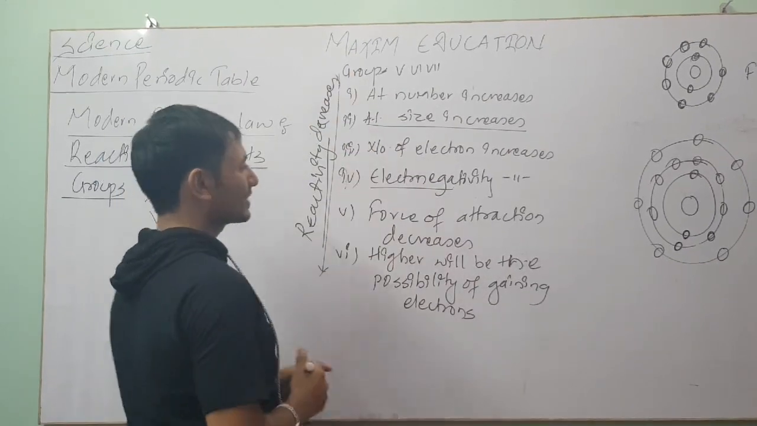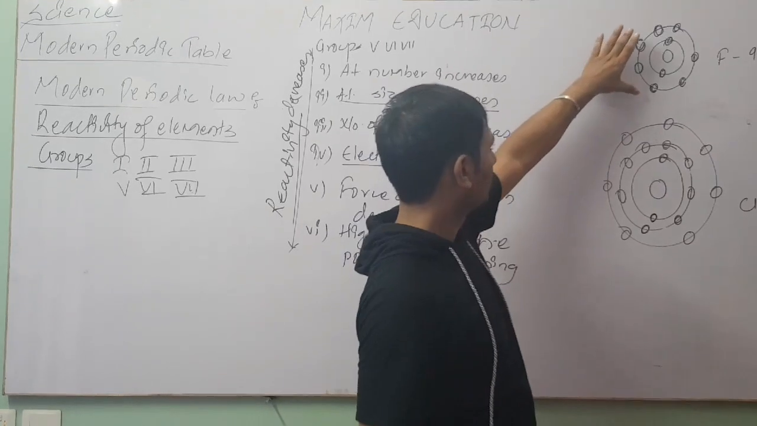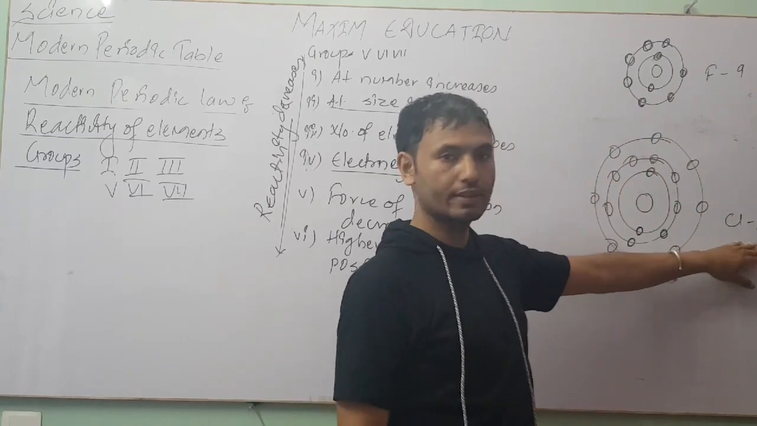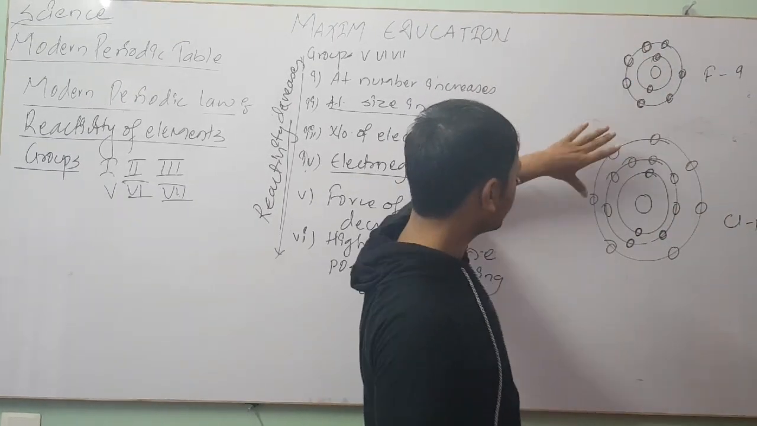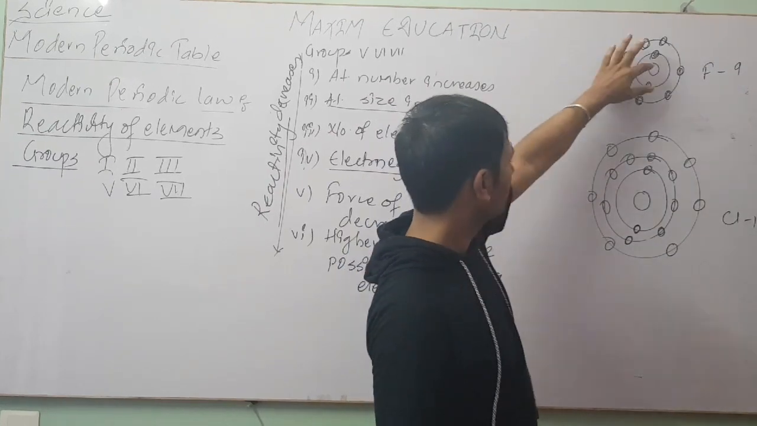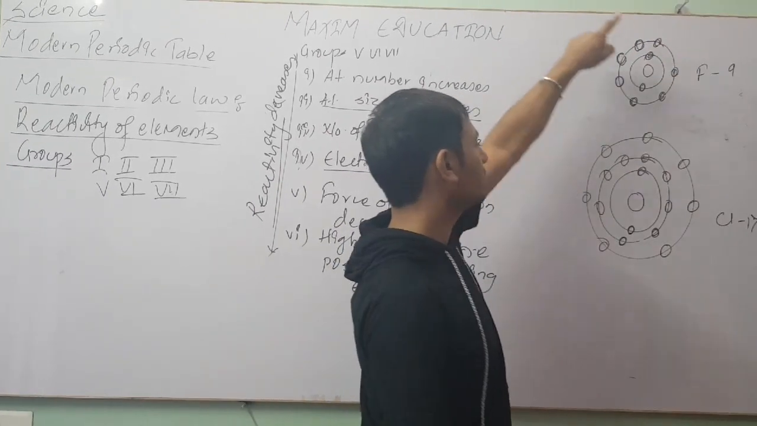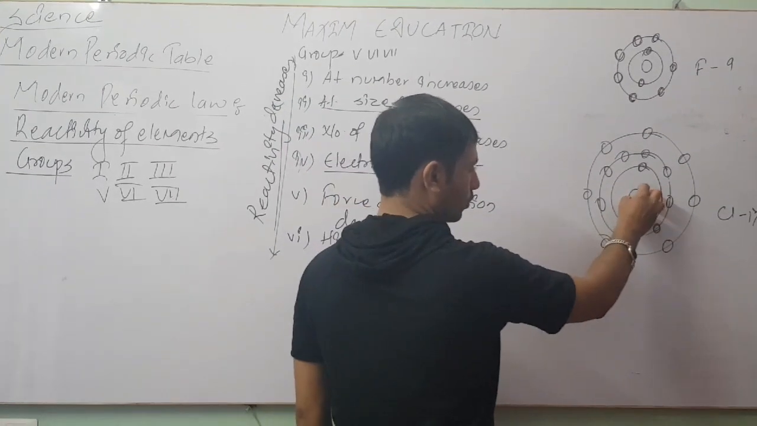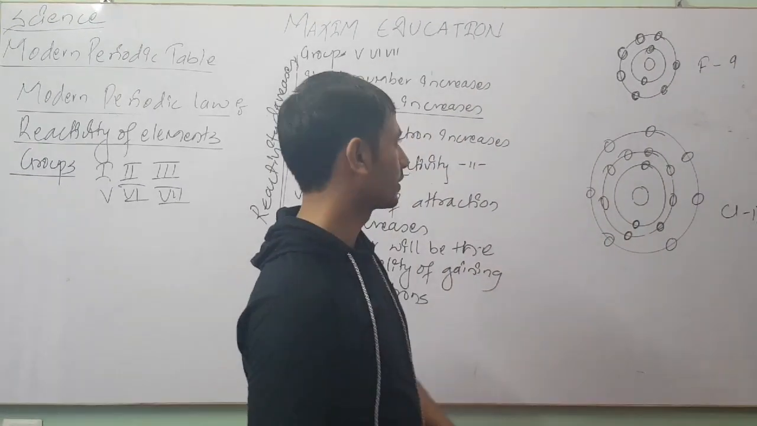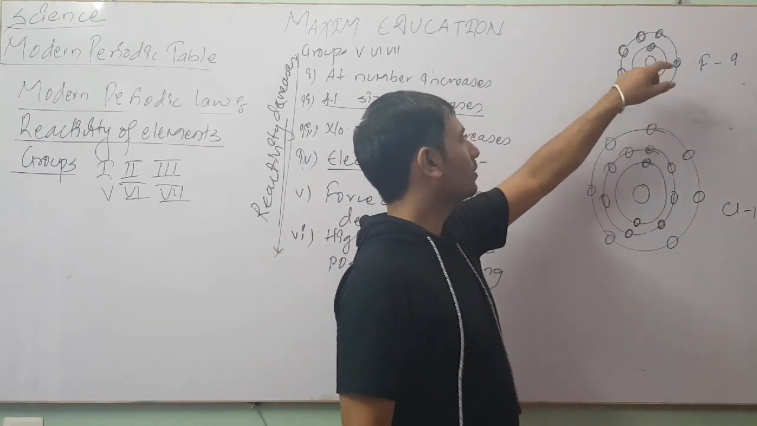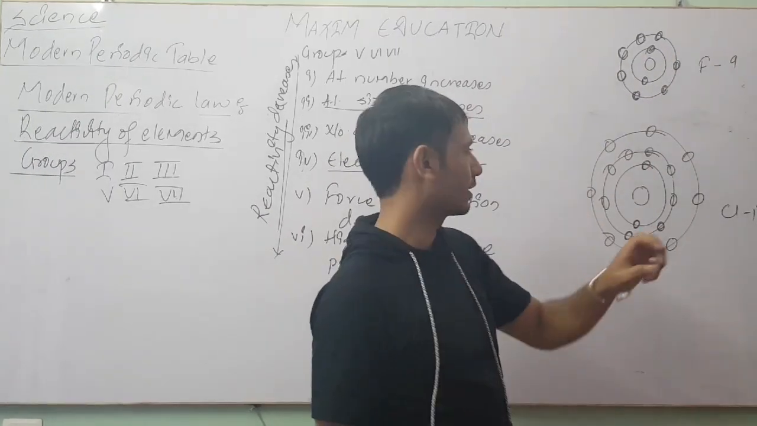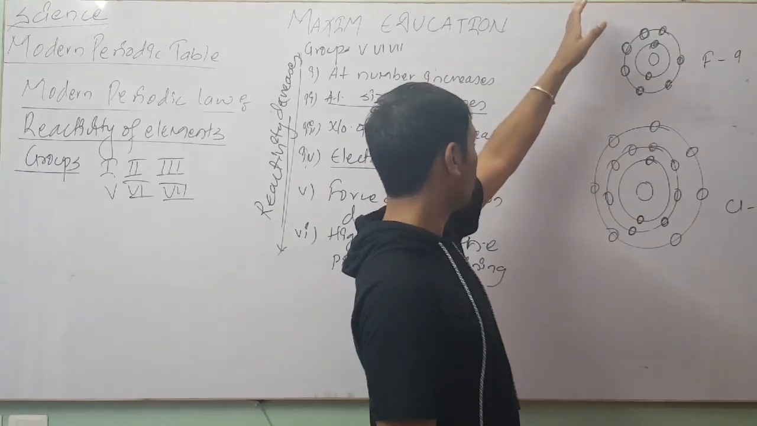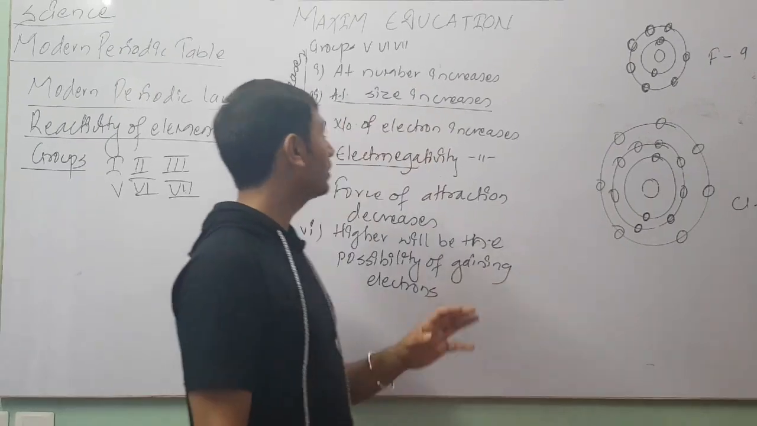Atomic size increases. Look, this is fluorine and this is chlorine. Fluorine has atomic number 9 while chlorine has 17. The size of fluorine is less than the size of chlorine. It means the valence electron in fluorine gains more force of attraction from the nucleus. In chlorine, it gains less force of attraction from the nucleus. The more the force of attraction, the higher the possibility of gaining the electron. The less the force of attraction, the lesser the possibility of gaining the electron. So, while moving from top to bottom, the reactivity of the elements in group 5th, 6th and 7th decreases.